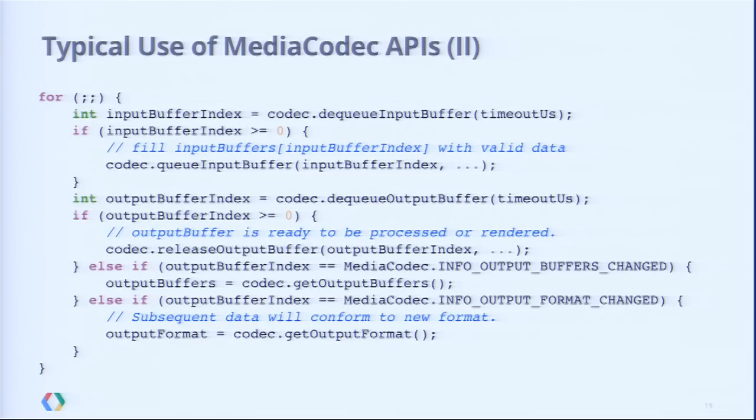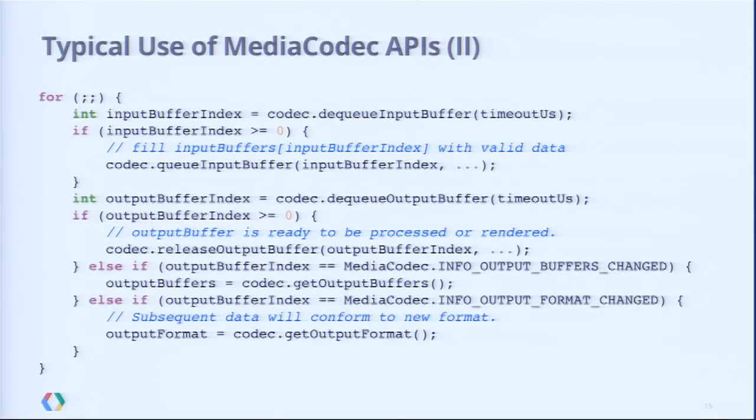Next, I'll show you how to get the output from the decoder. So you call codec.dequeueOutputBuffer with a timeout. Same thing, it returns you an integer value. If it is a non-negative value, basically there is an output buffer available, meaning the decoder already generated output data and it's already stored in one of the output buffers.